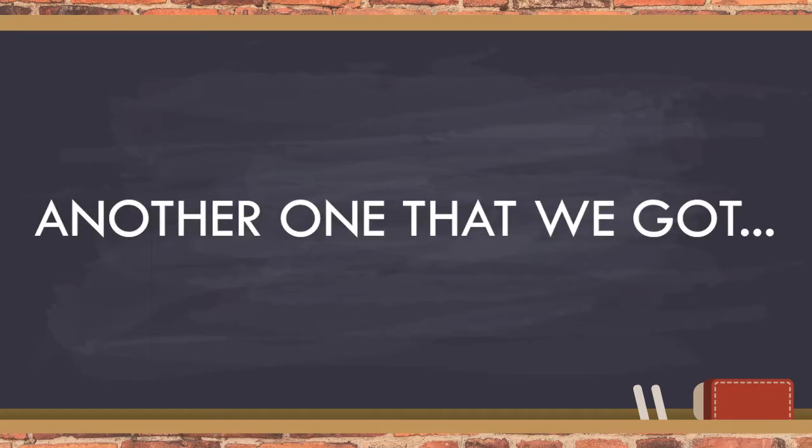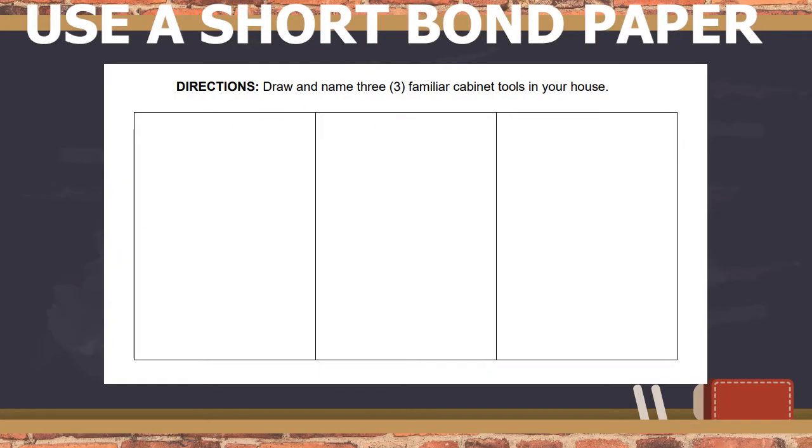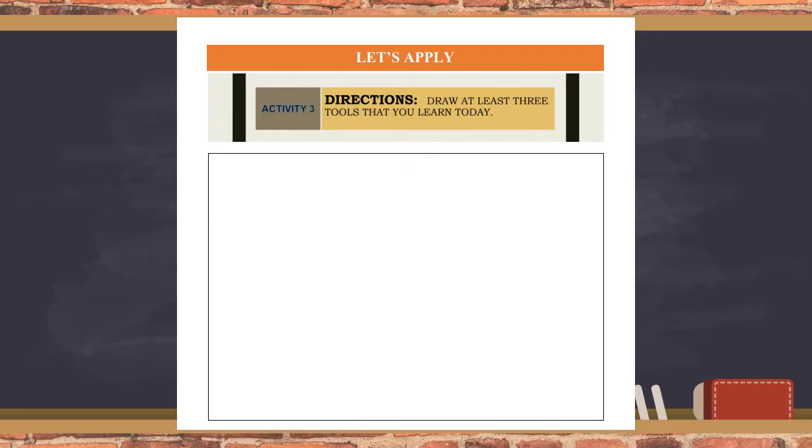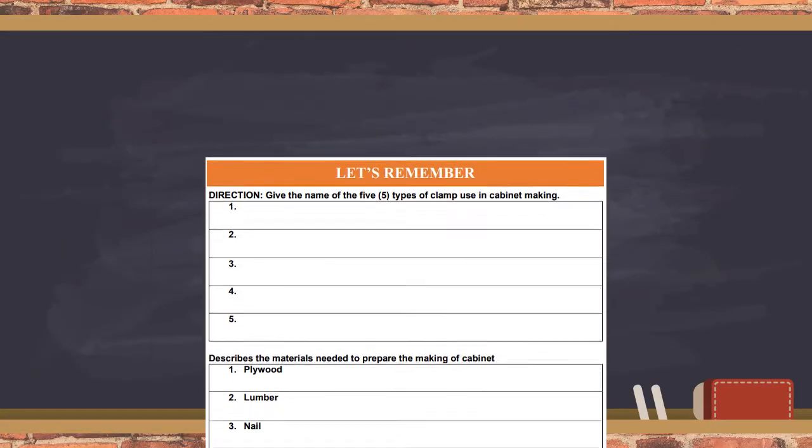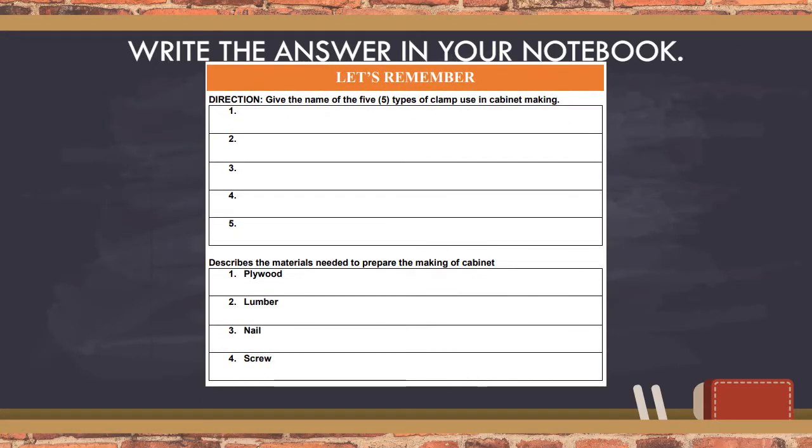Now that we're done, remember your drawing before we start the discussion? Well, if not, here it is again. Because now we are going to do that again. In a short bond paper, draw out these three tools. Take note, tools that you learned today. And also, please answer this in your notebook.